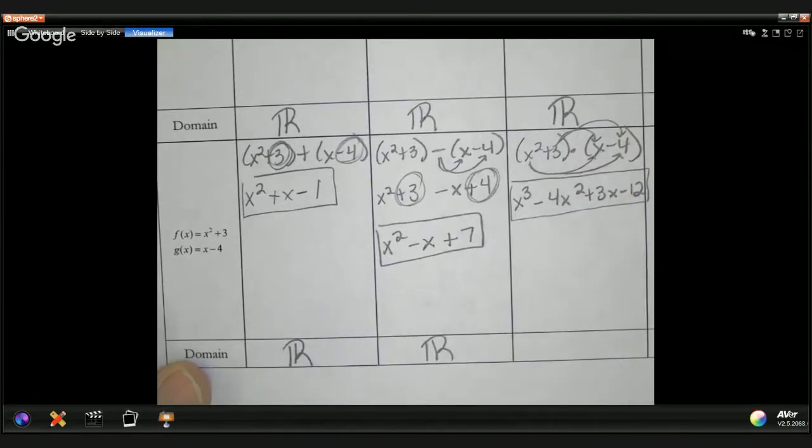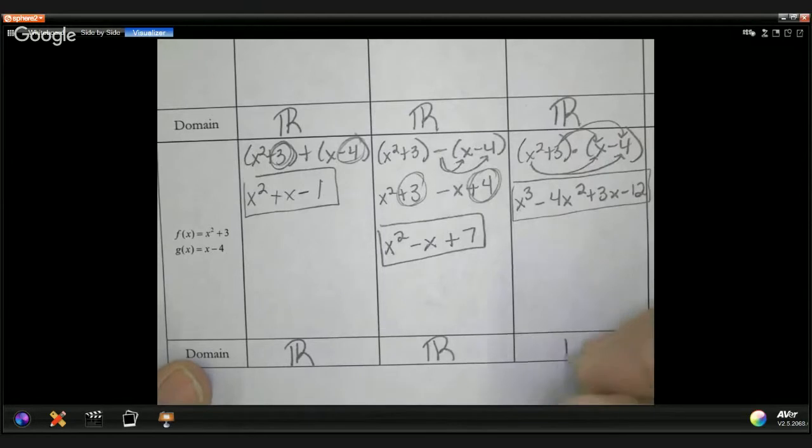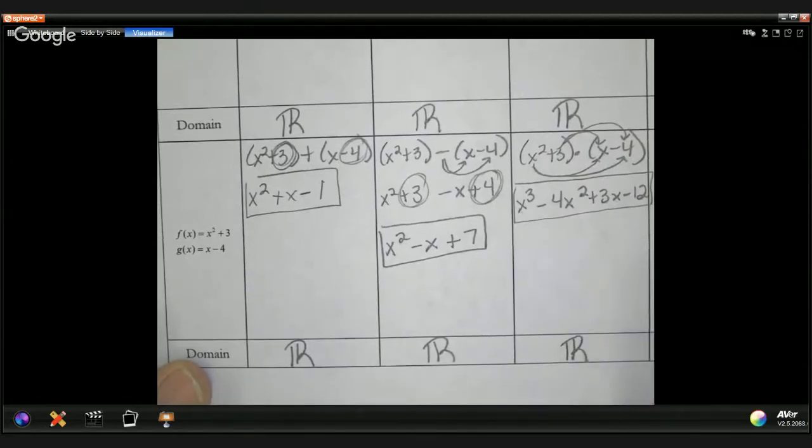And because I don't have any radicals and because I'm not dividing, my domain is all reals.